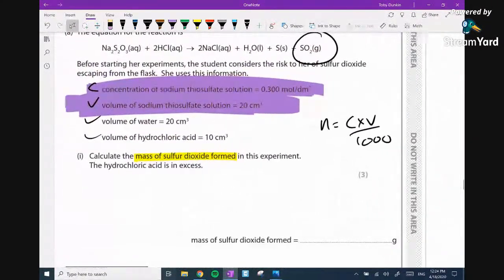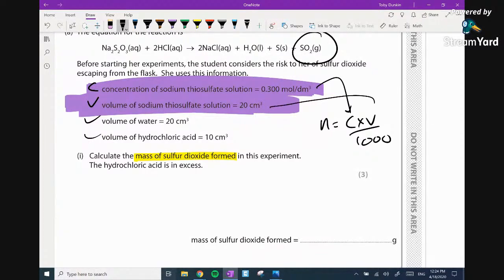Right, back to moles. Number of moles, so concentration, volume. Right, let's run them through. 0.3 multiplied by 20 all over 1,000 because I'm in centimeters cubed. So number of moles equals 6 times 10 to the minus 3. What's the ratio of thiosulfate to sulfur dioxide? It's a 1-to-1. So the ratio, I'm actually going to write it down, you always do, is a 1-to-1.